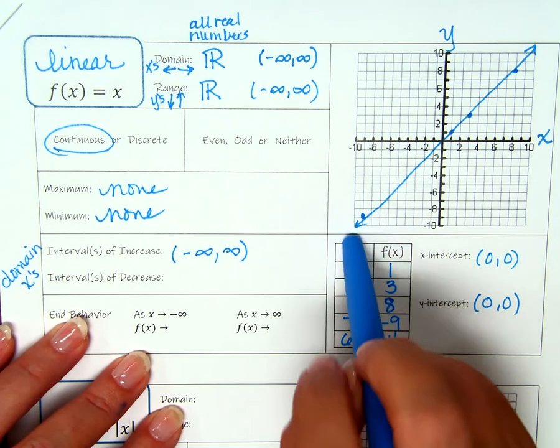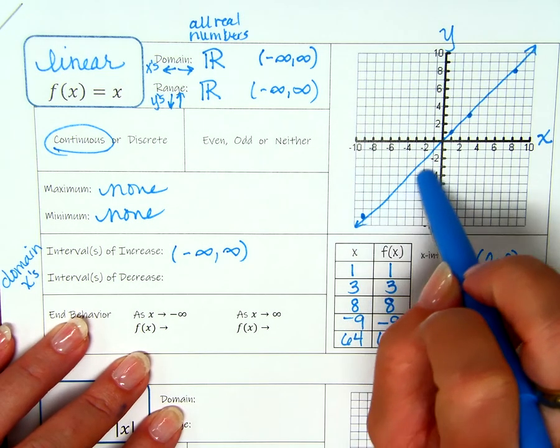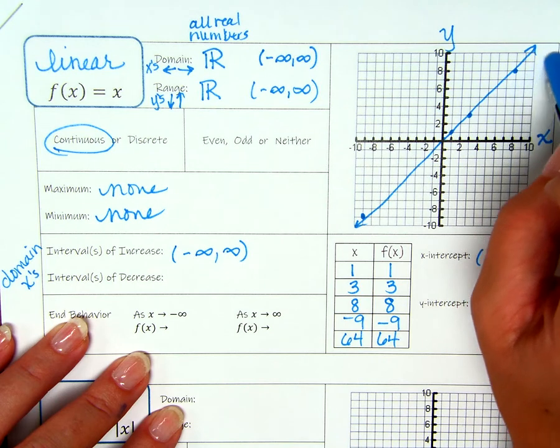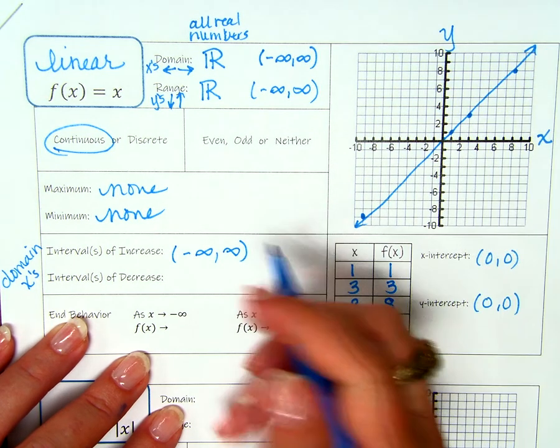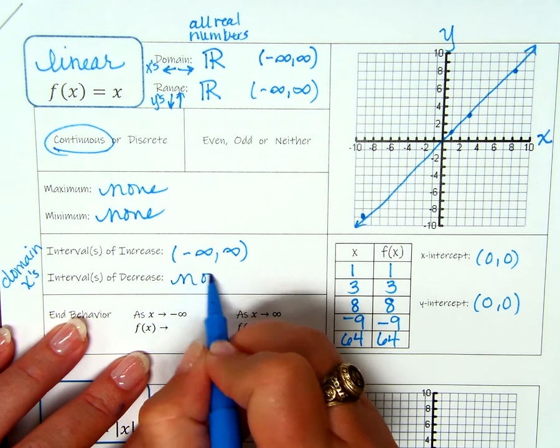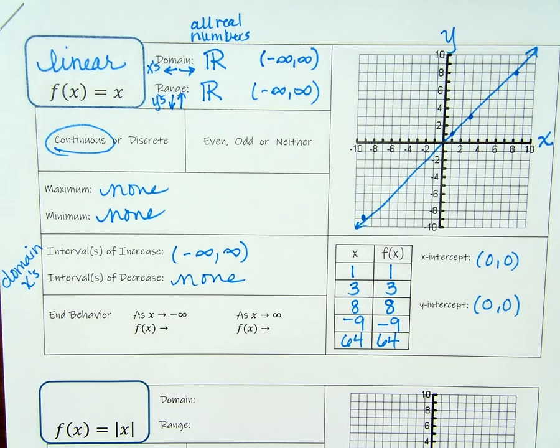As I'm going from left to right, where is this graph decreasing? It's not, is it? What do we write, you think? None. There's not any intervals of decrease.